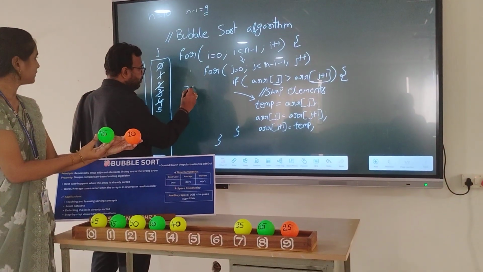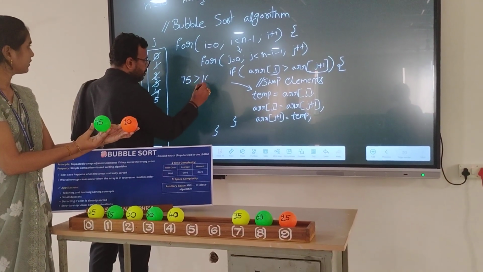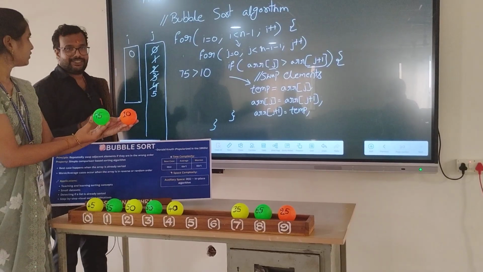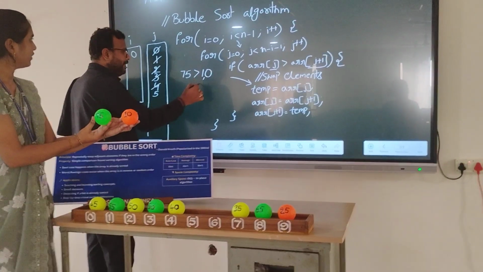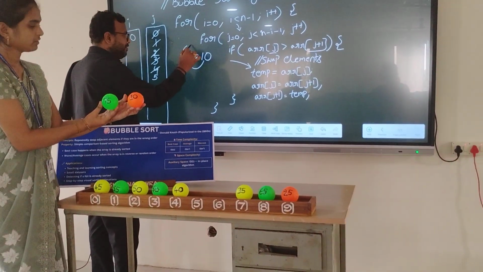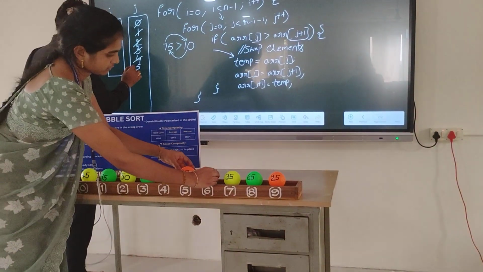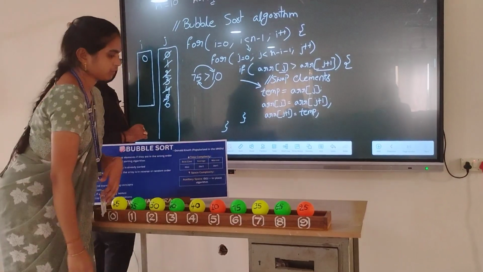75, 10. The condition is true. True means swapping is done. 10 is moved to this place and 75 is moved to this place. Now J becomes 6.